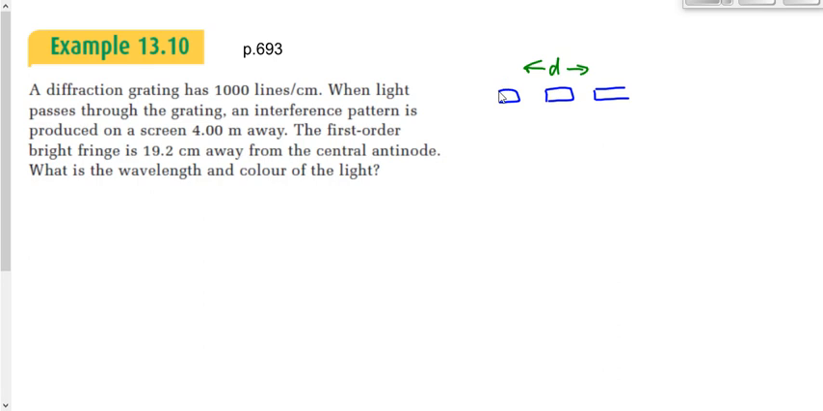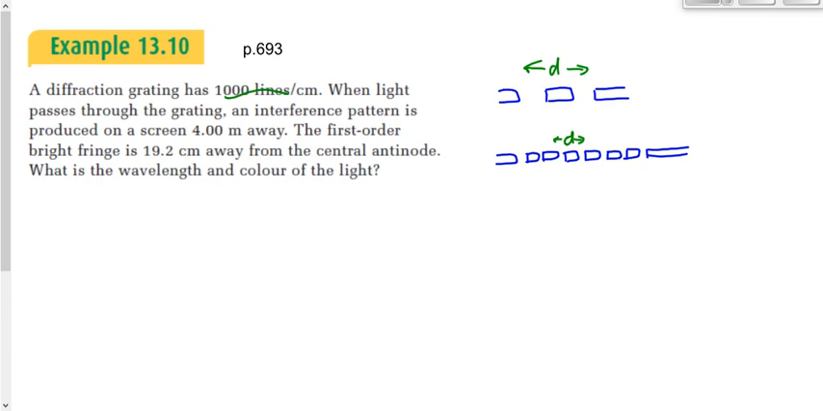Now, a diffraction grating is more typically a term associated with a situation where you have not 2 openings, but lots of openings like this. Maybe you have, as in this case, 1, 2, 3, 4, 5, 6, 7 openings, or maybe you even have 1,000 openings per centimeter. A diffraction grating has multiple openings, usually more than 2. Now, the distance between openings is still given by the symbol d, but we're not typically given the value of d in these questions.